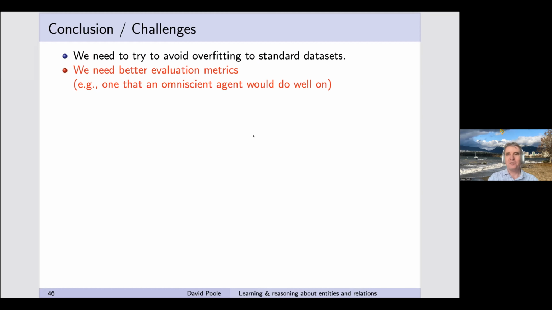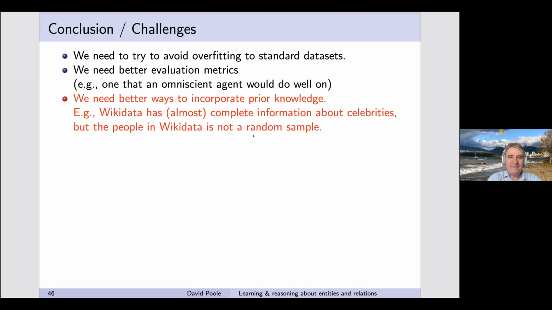We sort of want log likelihood, which seems sensible. We don't have negative knowledge. We need better ways to incorporate prior knowledge. So part of this negative knowledge is prior knowledge. Turns out Wikidata has almost complete knowledge about celebrities. So if you want to look up something in celebrities, Wikidata has 50,000 facts about Justin Bieber, for example. So somehow it'd be nice if you could tell your system that. However, the people in Wikidata are not a random sample. You can't generalize to other things.